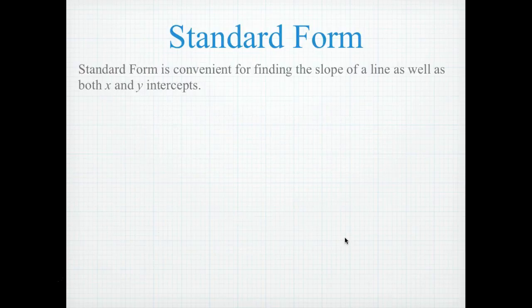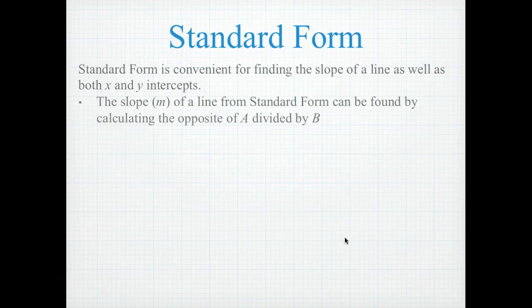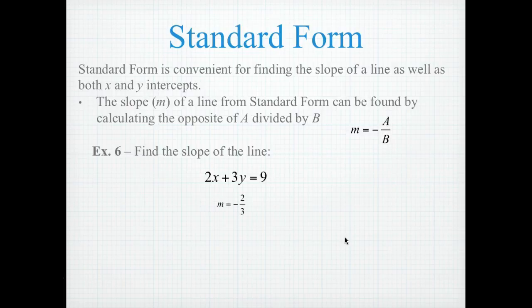Standard form is convenient for finding the slope, as well as both x and y intercepts, all three of which are going to be helpful when trying to graph. To find the slope from standard form, I take the opposite of A and divide it by B. In our example, 2x plus 3y equals 9, the value of A is 2, and the value of B is 3. So to find the slope, I just take the opposite of A over B, which is negative 2/3.